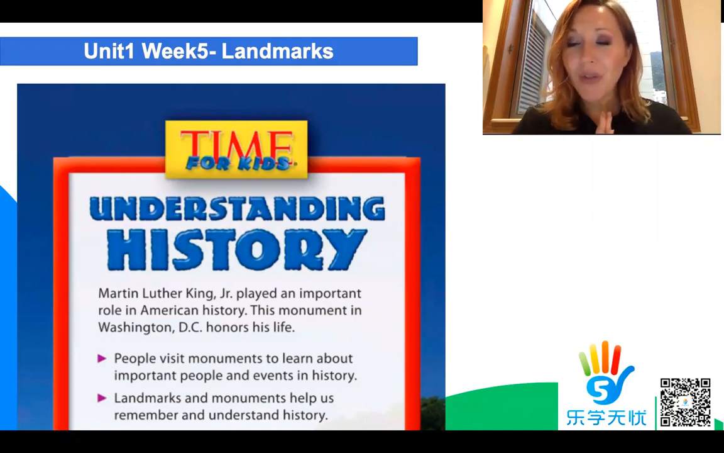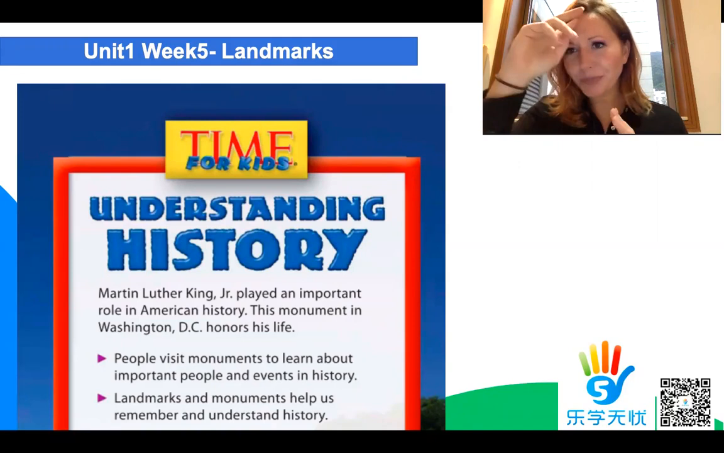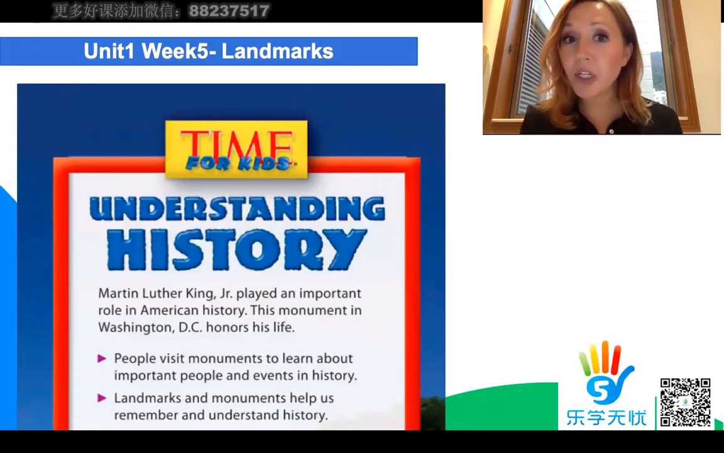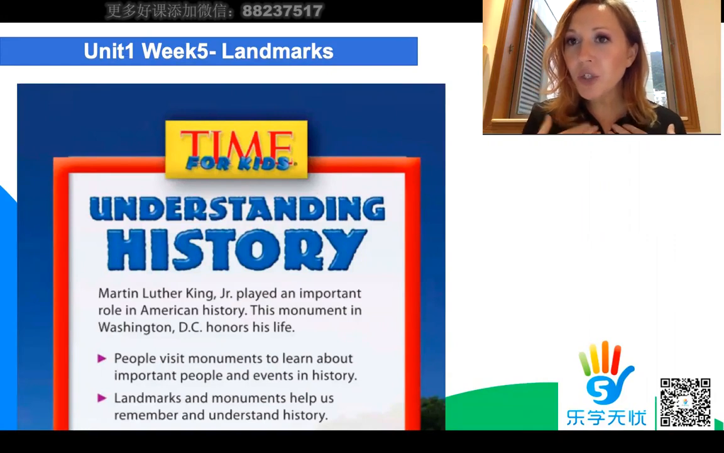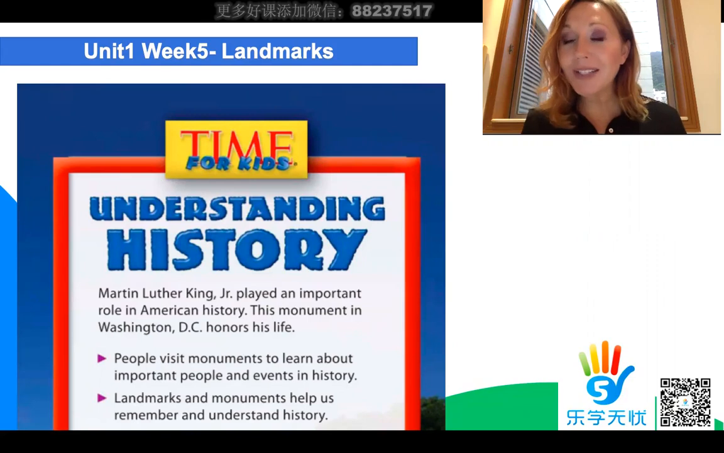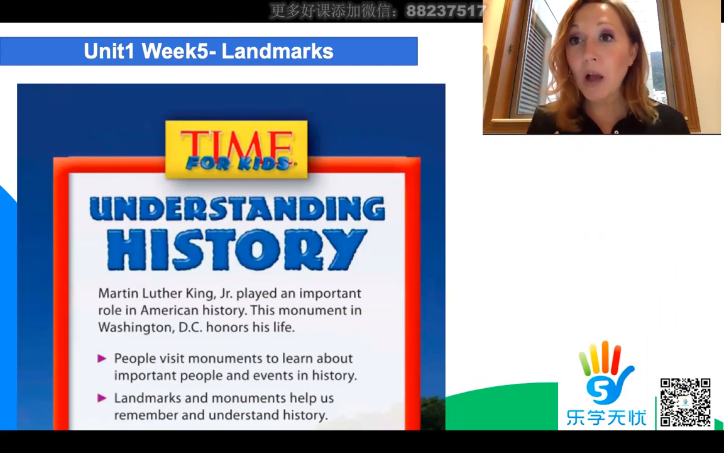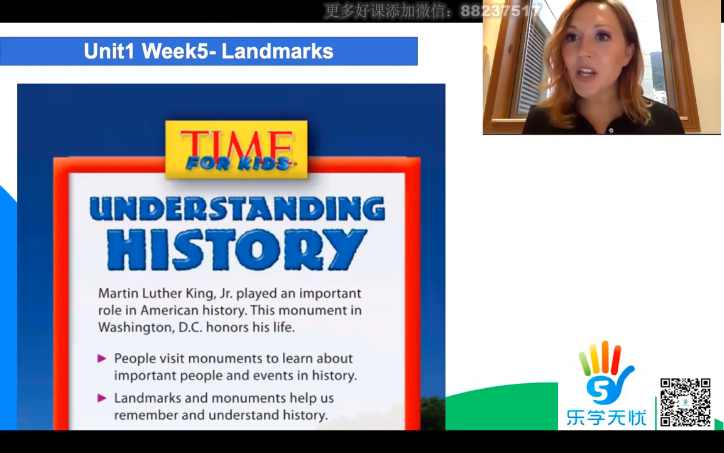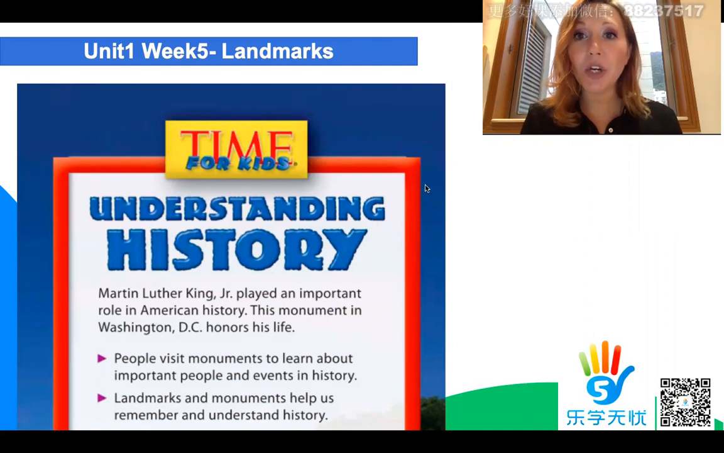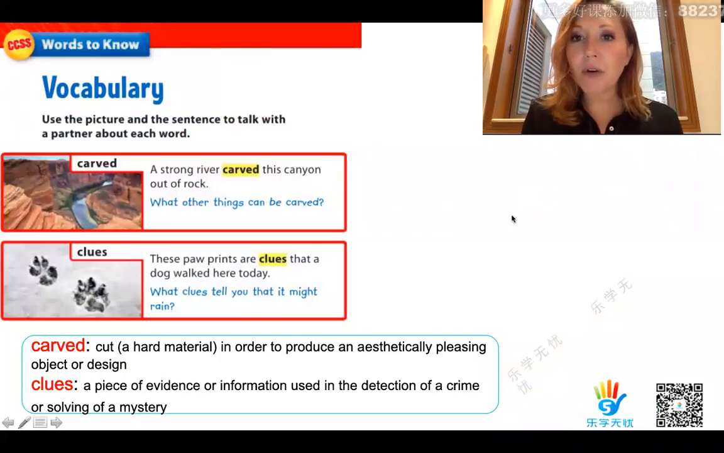Now, I am sure that there are plenty of landmarks in your country as well that honor leaders that have been very important or really powerful to your country. Martin Luther King Jr. was important to America because he helped fight for the rights of African American equality in the United States. So there are a lot of landmarks and a lot of monuments dedicated to Martin Luther King Jr. Now let's start with our vocabulary.